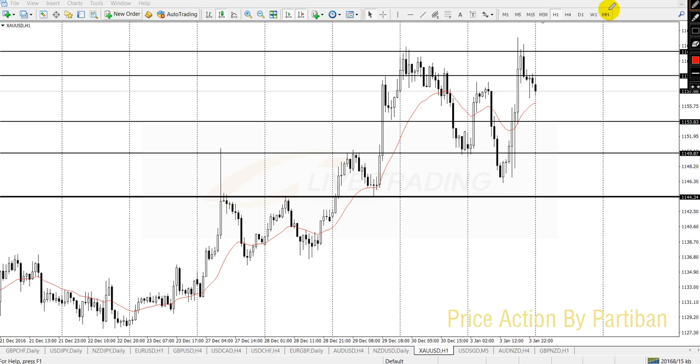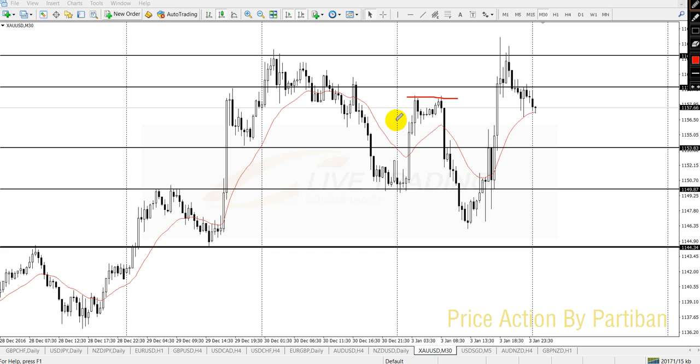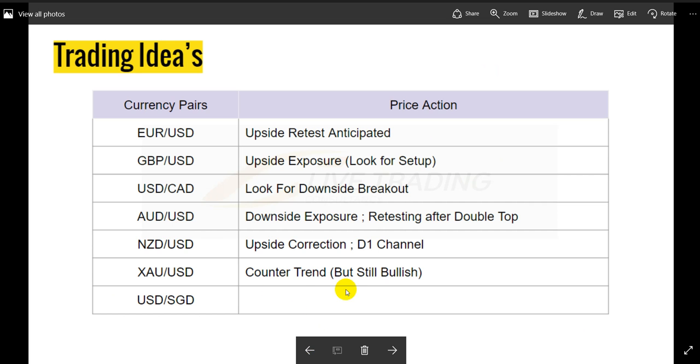What gold did yesterday on 30 minutes: it formed a clear double top. And then there was another double top over here, a limitation, more like a wedge, and then it broke down, retested, and the retest formed a double top, then broke. Since this higher low is higher than the previous higher low, there was a setup here. A lot of my students bought here because gold is still bullish, as I mentioned earlier. So selling here is counter trend, but still bullish. That's why it created a new high. Still bullish.